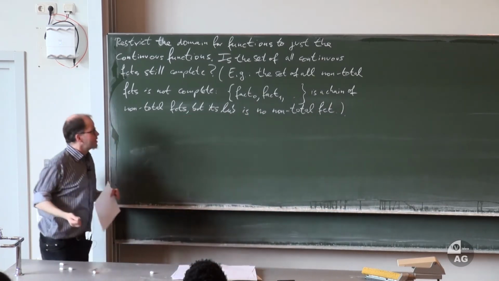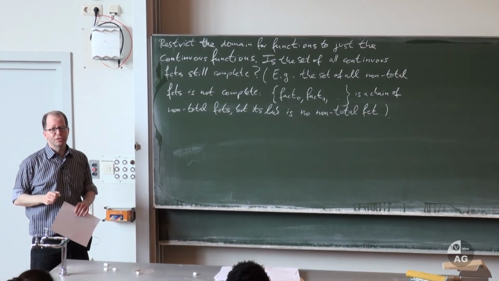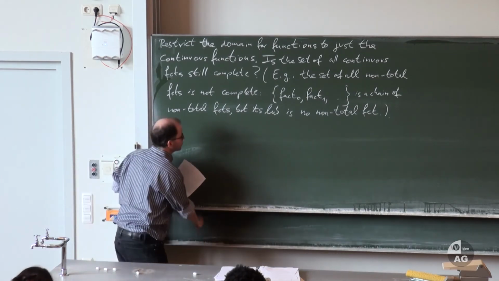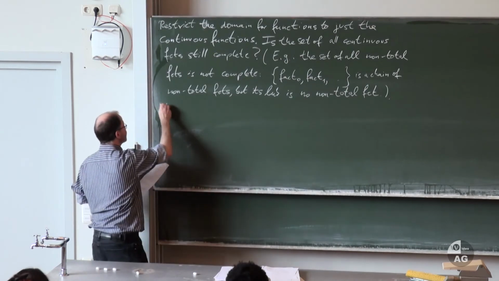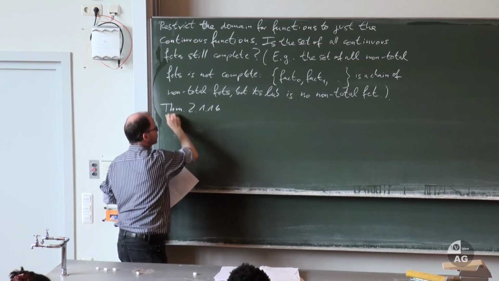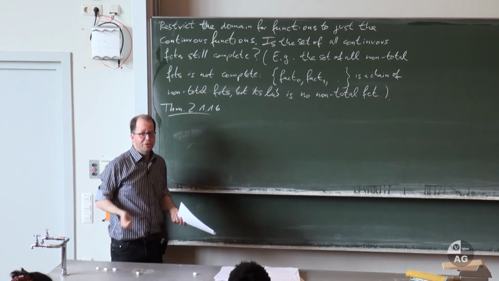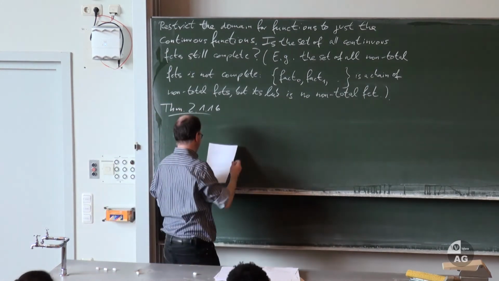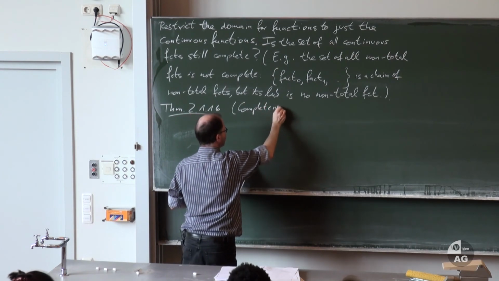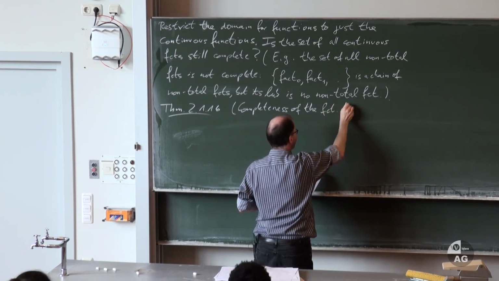So in other words, is the least upper bound of every chain of continuous functions again a continuous function? And the answer is yes, and this is stated by the next theorem, but I will skip its proof. We need this theorem to be sure that whenever we take a chain, there is still a least upper bound, and the least upper bound is continuous. So this says something about the completeness of the function domain.